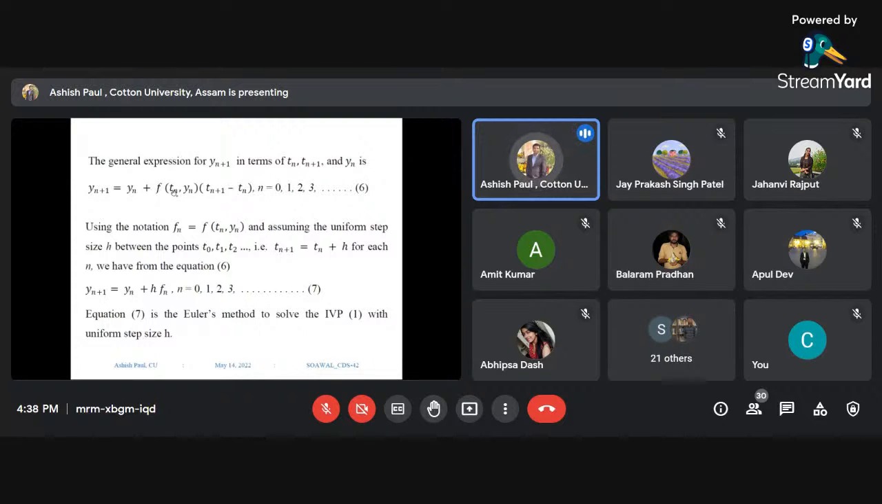Now if we mark f of t and yn by this symbol, and we consider tn plus 1 minus tn to be a constant value h, that is, tn plus 1 is equal to tn plus h, so we take the t values at equal intervals, then equation number 6 can be put in this particular form: y n plus 1 is equal to yn plus h into f of n. So this is Euler's method to solve the IVP 1.